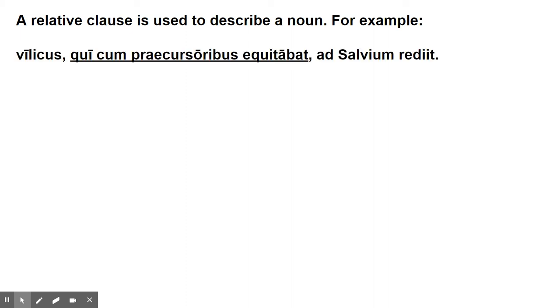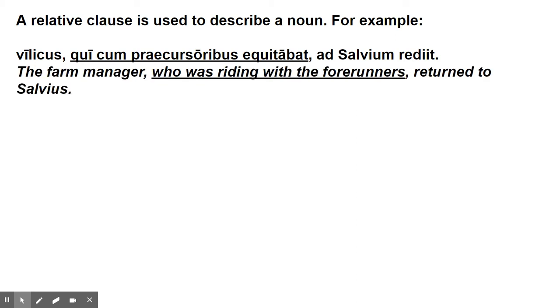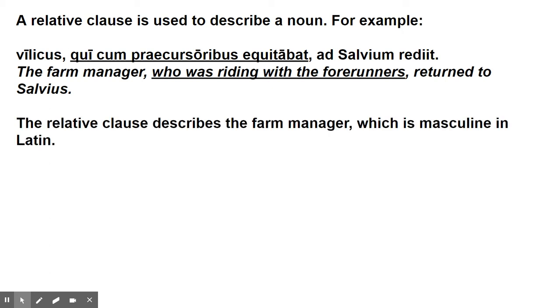For example, Villicus qui cum praecursoribus equitabat ad salvium redeit. The farm manager, who was riding with the forerunners, returned to Salvius. So the relative clause, qui cum praecursoribus equitabat, is really just describing the farm manager, Villicus, which is masculine in Latin.